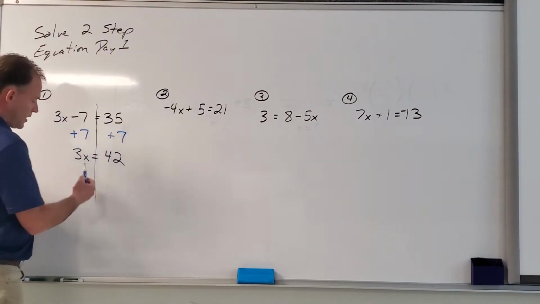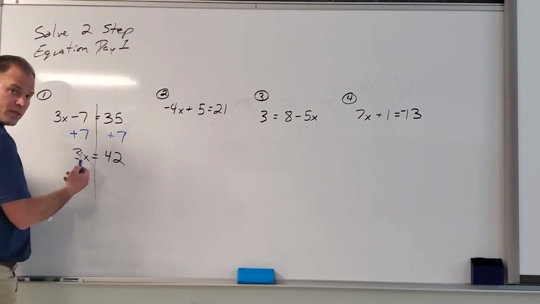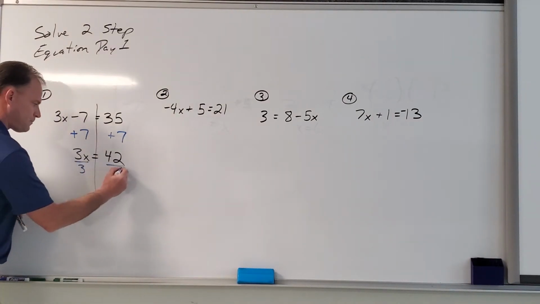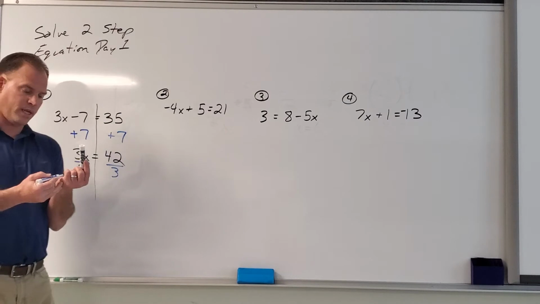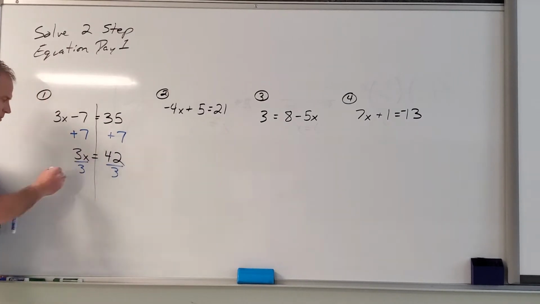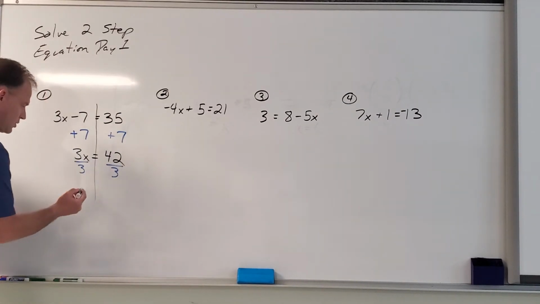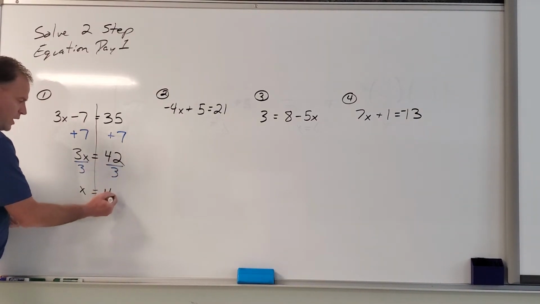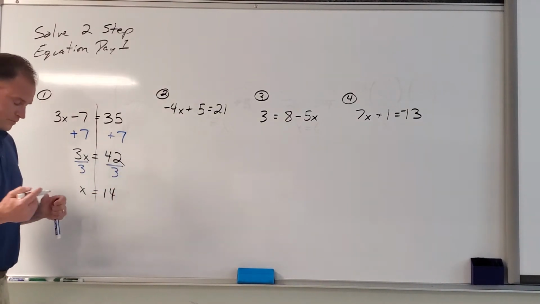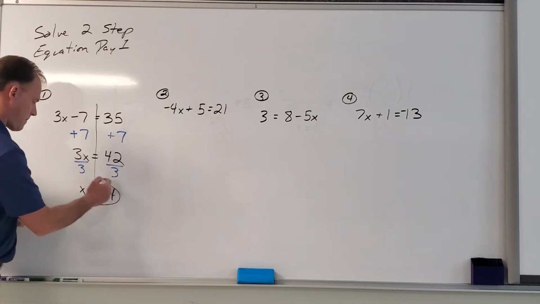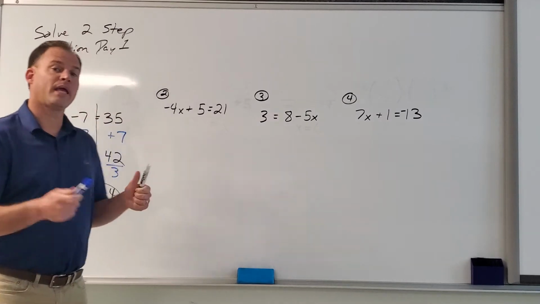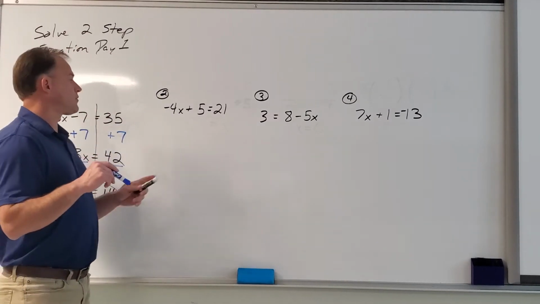Again, we touched on it yesterday. A number next to a letter means multiplication. So I need to divide both sides by 3. So again, 3 divided by 3 is 1x. We just write the x. 42 divided by 3 is 14. There's my answer. The calculator's going to come in real handy here. I'm going to have to deal with a lot of different things.